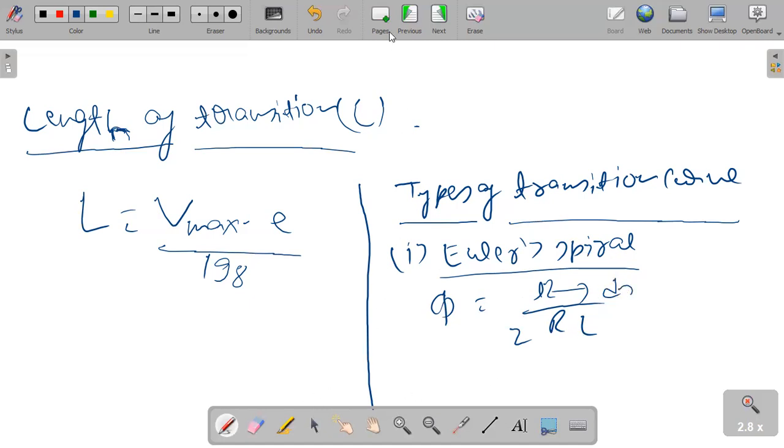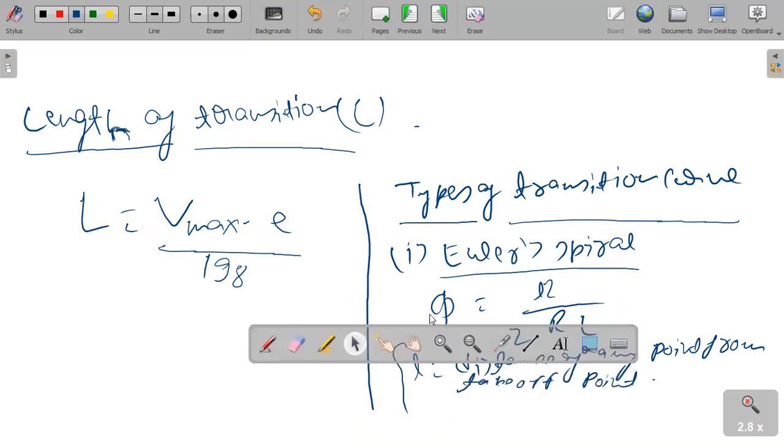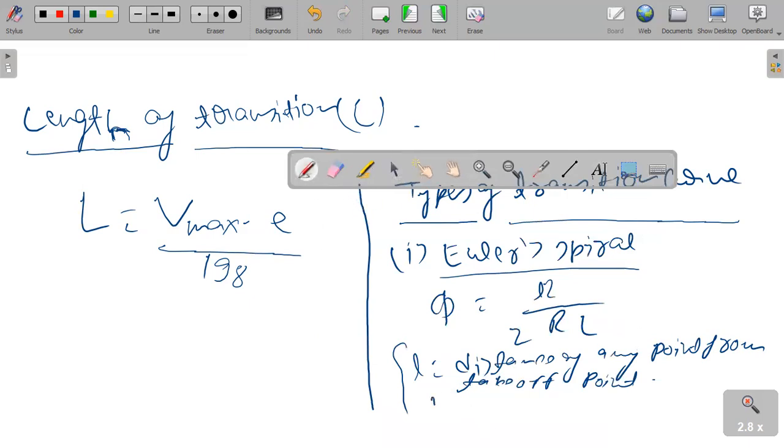Basically this l, let's write this separately. This l is the distance of any point from the takeoff point. Okay, and this capital L is the overall length. So this is one of the types of transition curve.